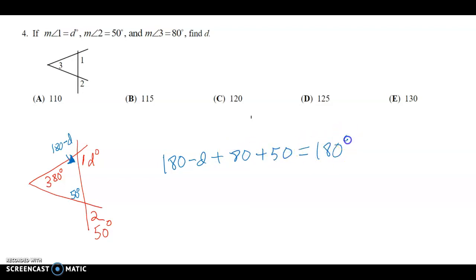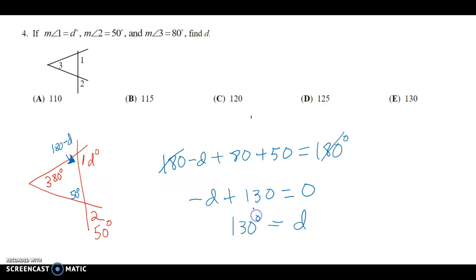I could have used the theorem here and done this a little more quickly, but I could subtract 180 from each side. Simplify: negative D plus 130 is equal to 0. So D must equal 130 degrees.